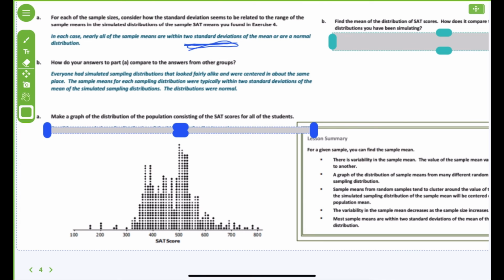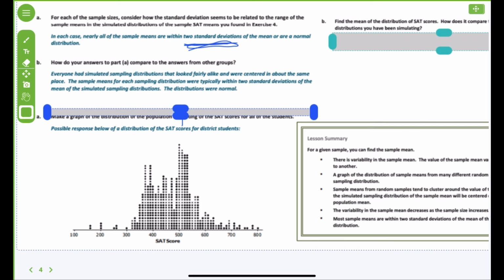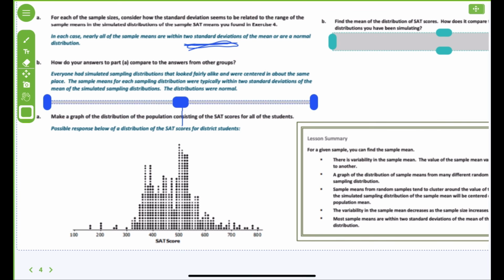All right. Make a graph of the distribution of the population consisting of SAT scores for all the students. So if we went back to that chart and made a graph of all those dot plots, notice that you have probably about 2 standard deviations here and here. And then this would be kind of your tail with the other percentages.